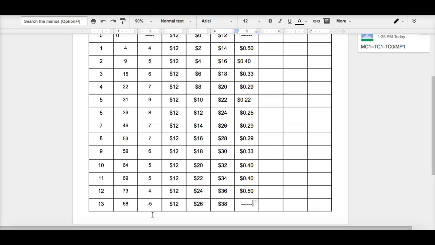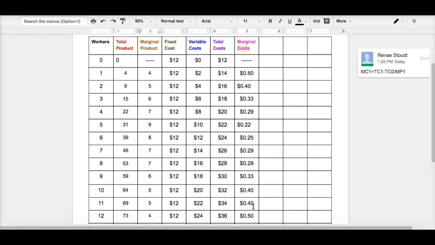The reason you can't do the last one is because we would have to divide by a negative marginal product. If you divide by a negative marginal product, you're going to get a negative number. So think about that. That'd be a negative cost. I don't even know what that would mean. Is that them that they pay you? I don't even know. So you can't even do that. So anytime you come across a negative marginal product, you cannot do marginal cost. Okay? All right.